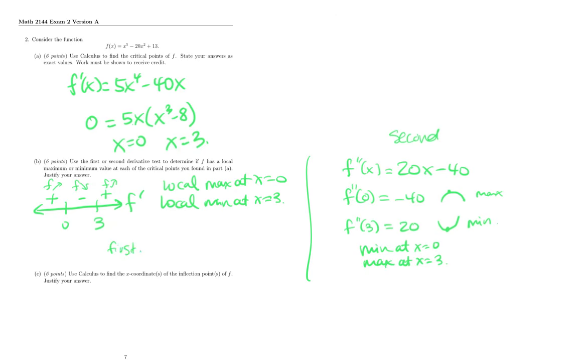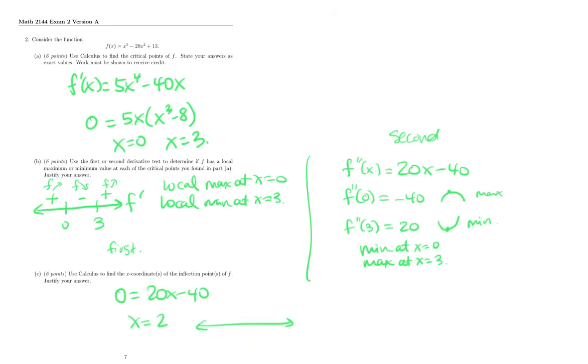Then it says use calculus to find the x-coordinate of the inflection points of f. So I went ahead and found the second derivative. I can set that equal to 0, and I can add the 40 over and divide. I get x equals 2.